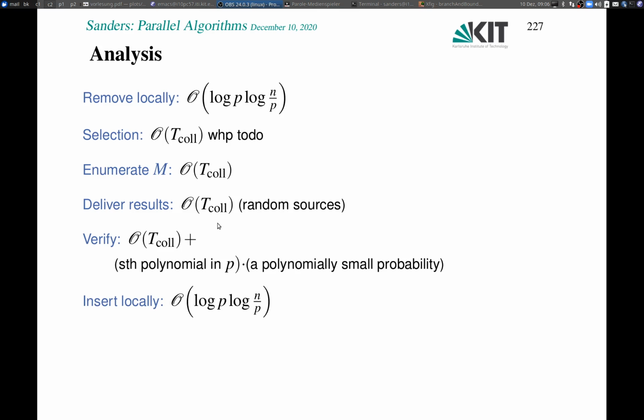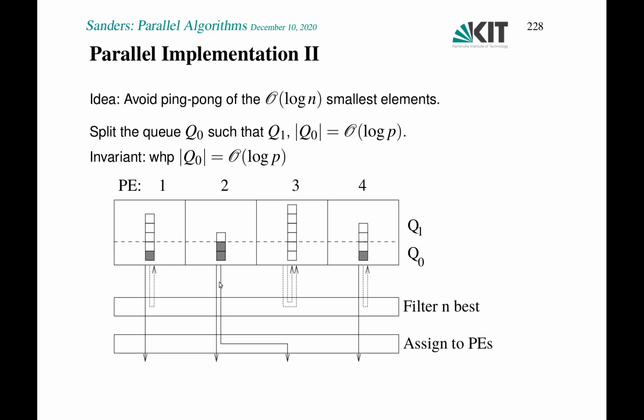So this is not quite satisfactory, because both for insert and delete min star, we have these two logarithmic factors that are multiplied. The communication is already fine, it's all order T collective, but we are doing somehow too much local work. And I now want to present a refined implementation that avoids this overhead. And the idea is very simple. We avoid this ping pong of order log n smallest elements that are removed and then reinserted in the queue all the time.